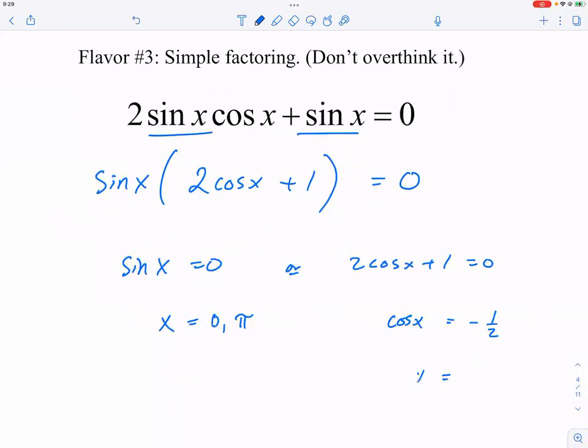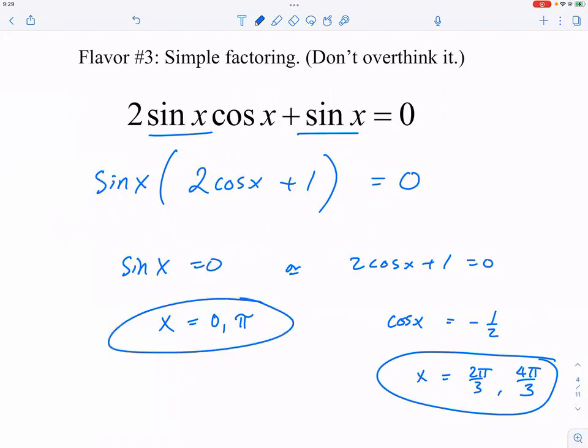So x is in quadrants 2 and 3. I think it's just like the previous question. 2 pi over 3, and then 4 pi over 3. Okay, 2 pi over 3, 4 pi over 3, and then 0 and pi. So you got a total of 4 answers.